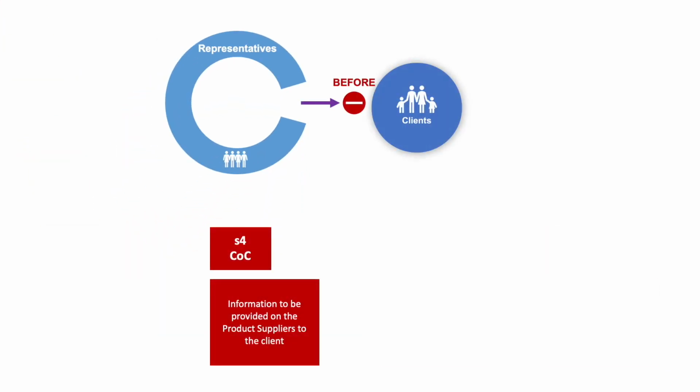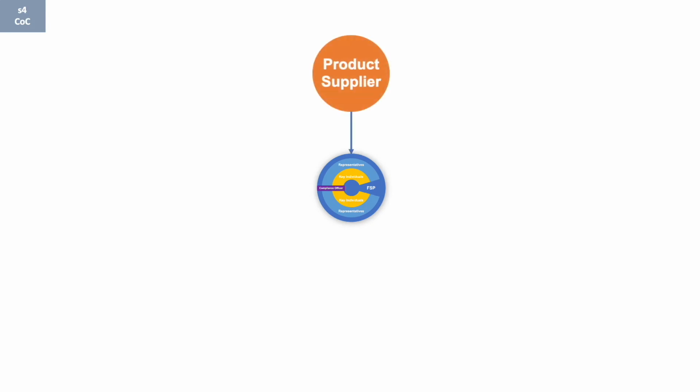Next, we will take a look at Section 4 of the Code of Conduct. The FSP has a product supplier, also known as the product provider. The product supplier or product provider provides the financial products which the FSP gives advice on to his or her clients. The product supplier or product provider can be a third party as shown, but can also be the FSP itself.